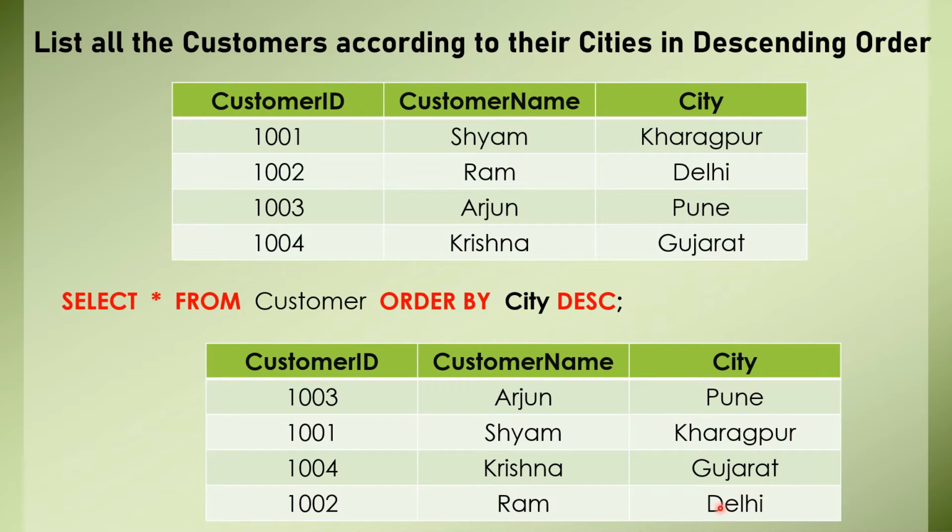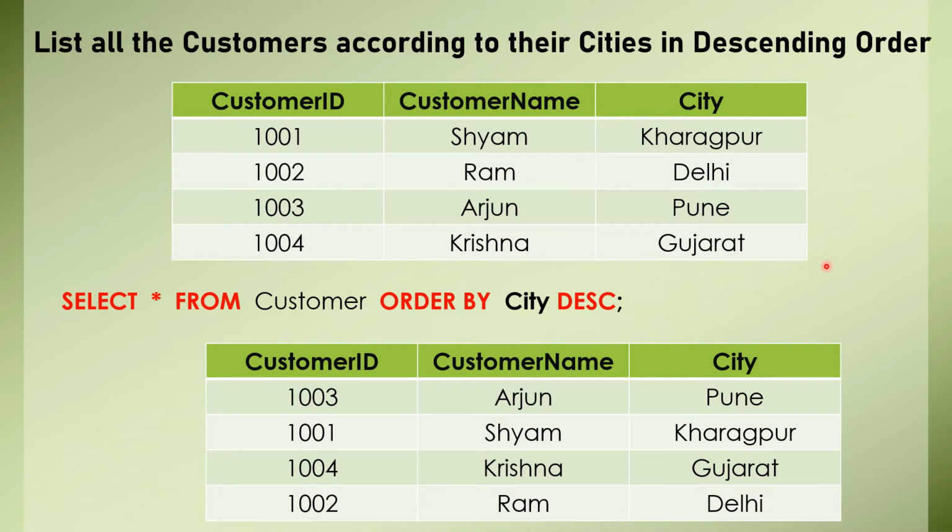Pune, Kharagpur, Gujarat, Delhi, means PKGD. So accordingly the rows come. See, the row values won't change, they will remain the same, just the row numbers will be changing. In ascending order this was the first row, but in descending this is the last row. Because we have sorted the city column based on ascending order.